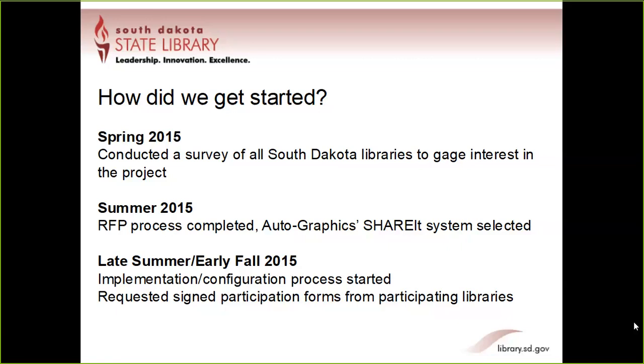So we went back to all of the libraries that had responded that they would like to participate and presented them with a very simple participation form, which explained the basics of what the system would do, how it would work, and just asked them to say yes or no, and sign off. And again, we are providing this at no cost to the participating libraries. So it's really a matter of just saying yes, they would let us configure their library in the system.